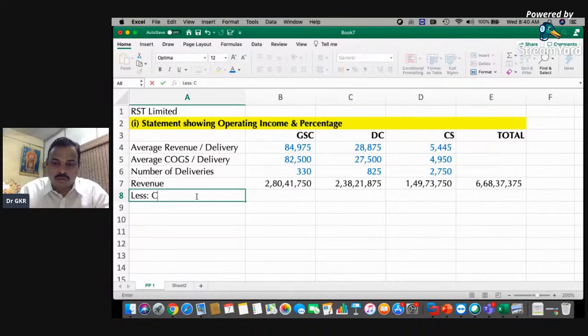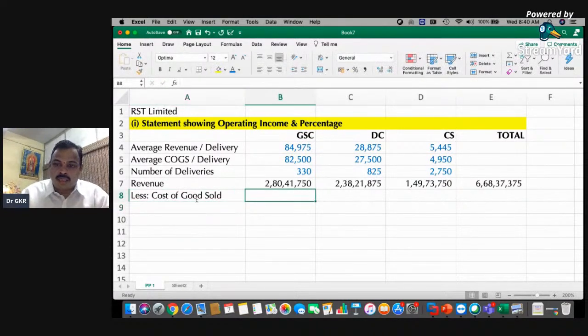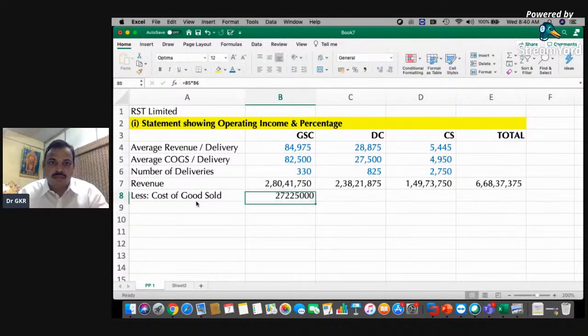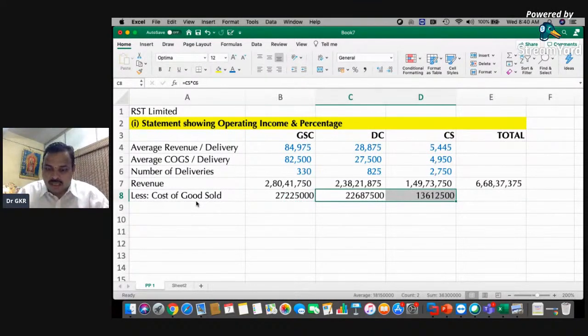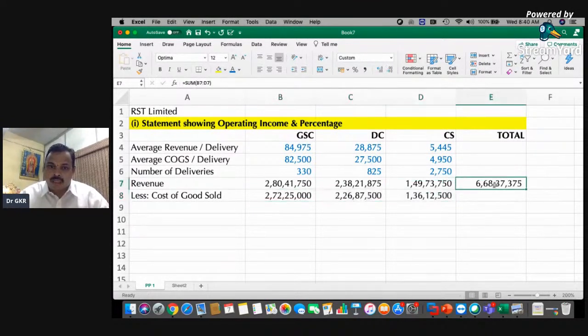Less cost of goods sold. And it is 82,500 into 330 deliveries. Similarly, for drugstore chain and the chemist shops. So this is your total, guys. And what is your total cost of goods sold? 6 crore 35 lakhs 25,000.